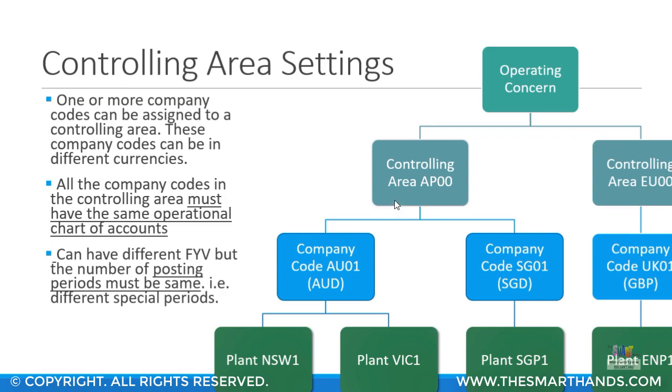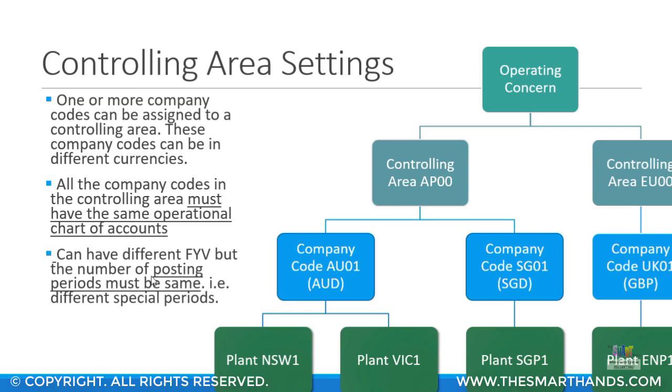You can have multiple company codes linking to the same controlling area, but there's a very important rule of thumb that they should all have the same operational chart of accounts. So you can only have one chart of accounts linking to all these company codes under one single controlling area. You can have a chart of accounts called Asia Pacific chart of accounts, and then link it to these company codes, and you must also link it to that controlling area. Similarly, you then have another chart of accounts for this controlling area.